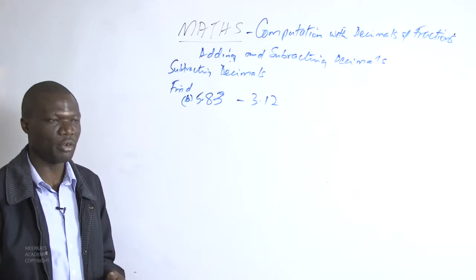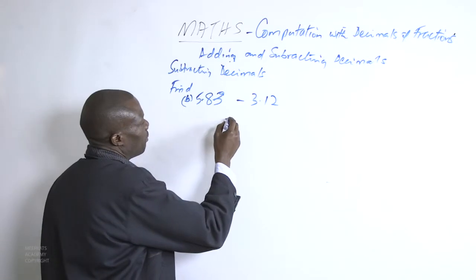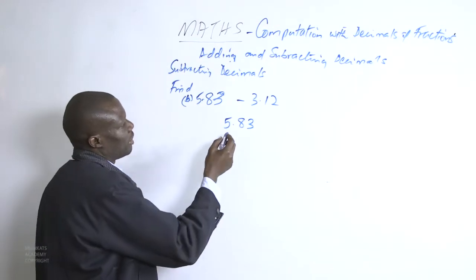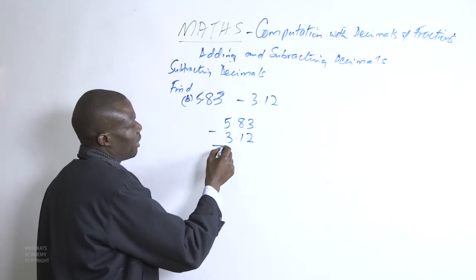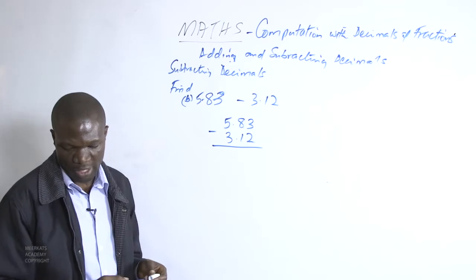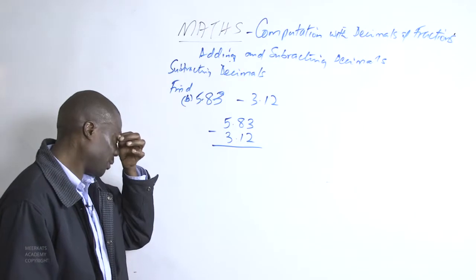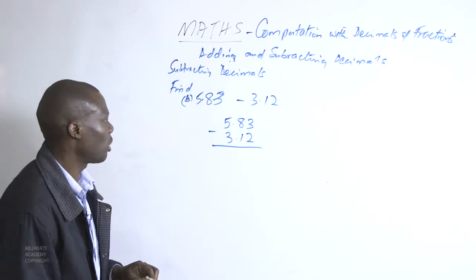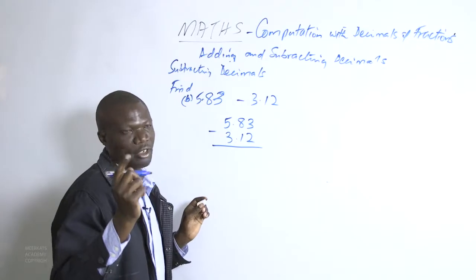As seen earlier on, the first step is to align our digits. So we have 5.83. The second part is simply 3.12. Remember, we are subtracting. Now, you'll notice that in this particular case, the number of decimal digits are the same. So when we align them, each falls below the other one. So what we require to do is to move on and do the subtraction. So each column is handled.